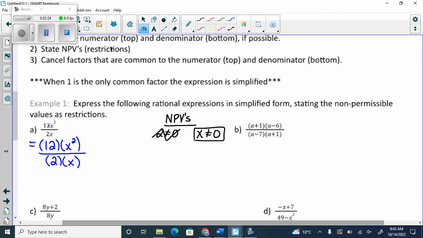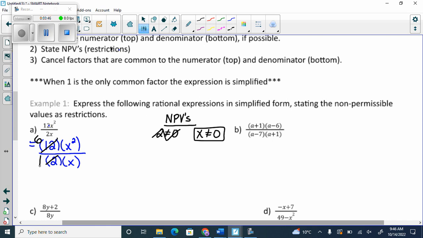Now I can cancel off things if they're the same. So I have a 12 and a 2. Is there anything I can take out of those? 12 and a 2? A 2. So 12 divided by 2 is 6. And 2 divided by 2 is 1. So when I'm simplifying, I'm canceling off stuff that's the same.